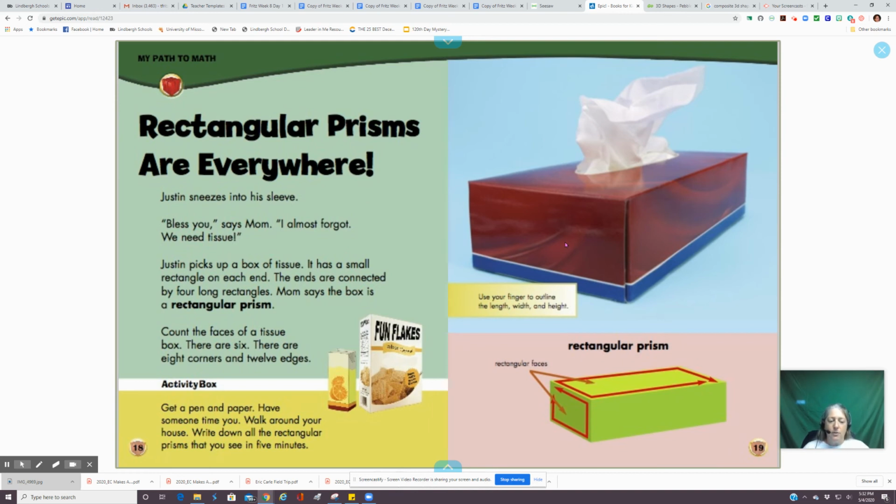Mom says the box is a rectangular prism. Count the faces of a tissue box. There are 6, just like a cube. There are 8 corners and 12 edges.